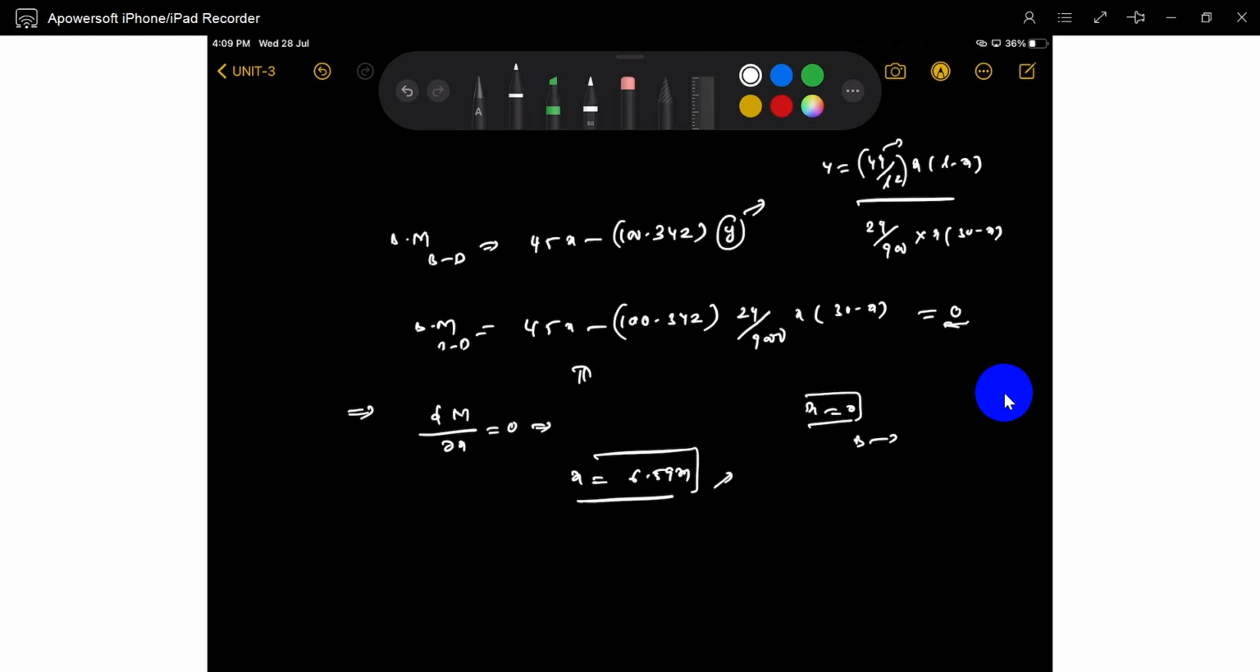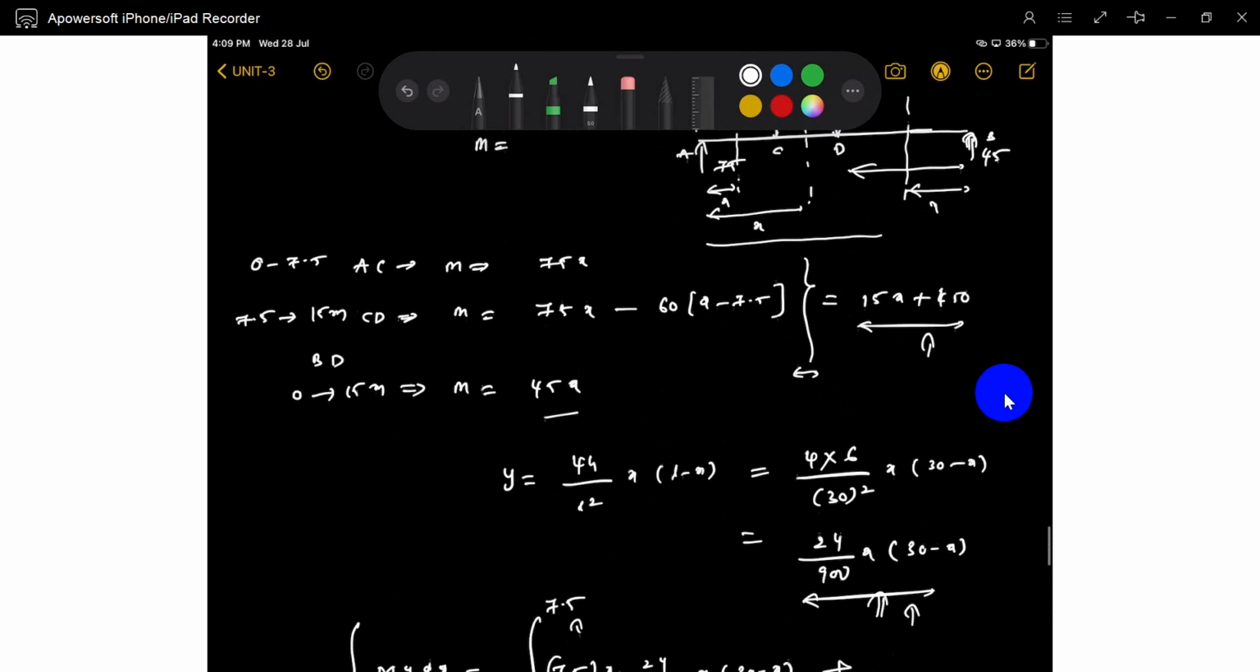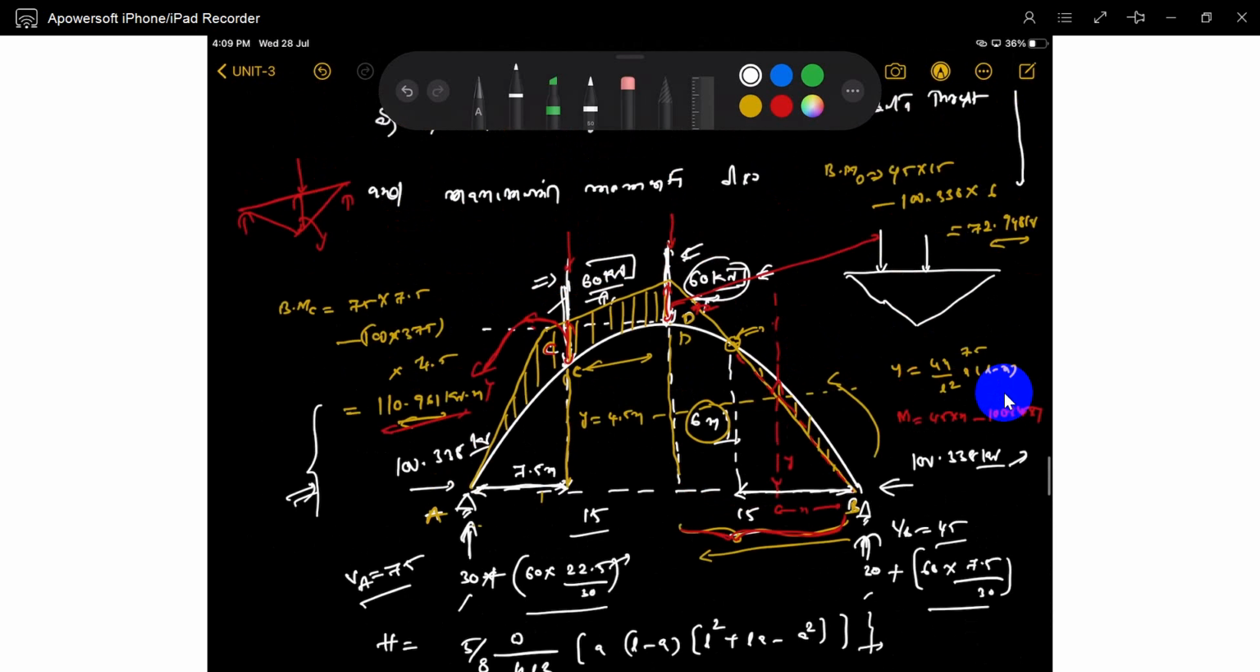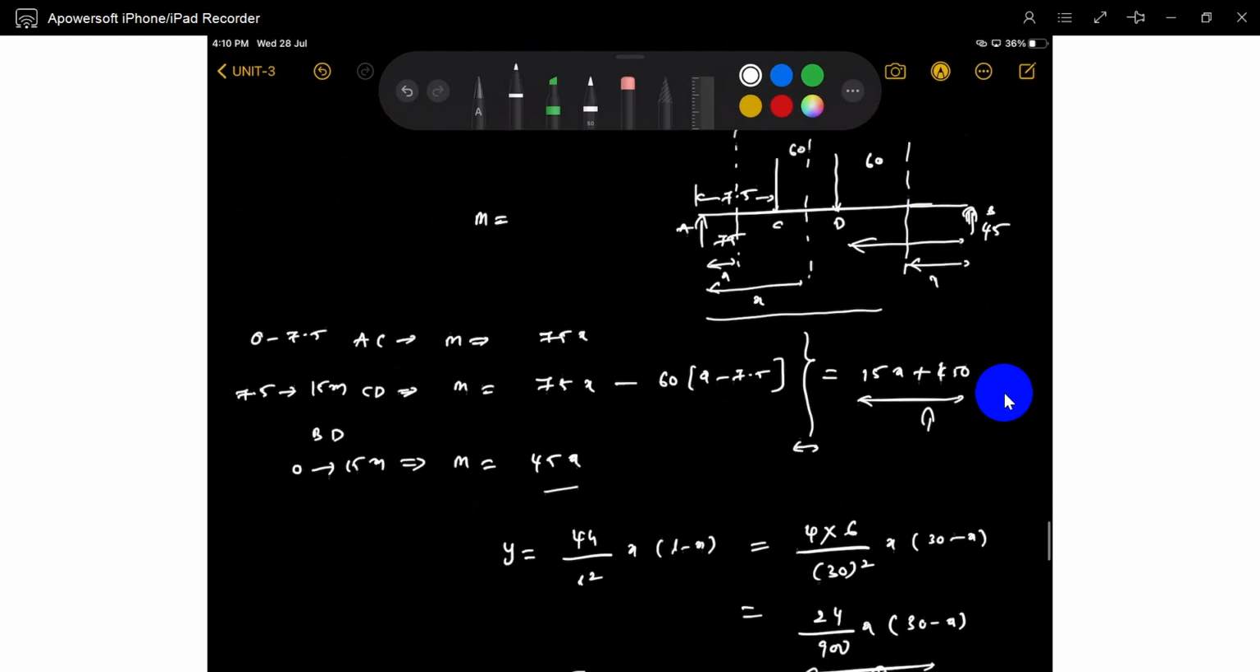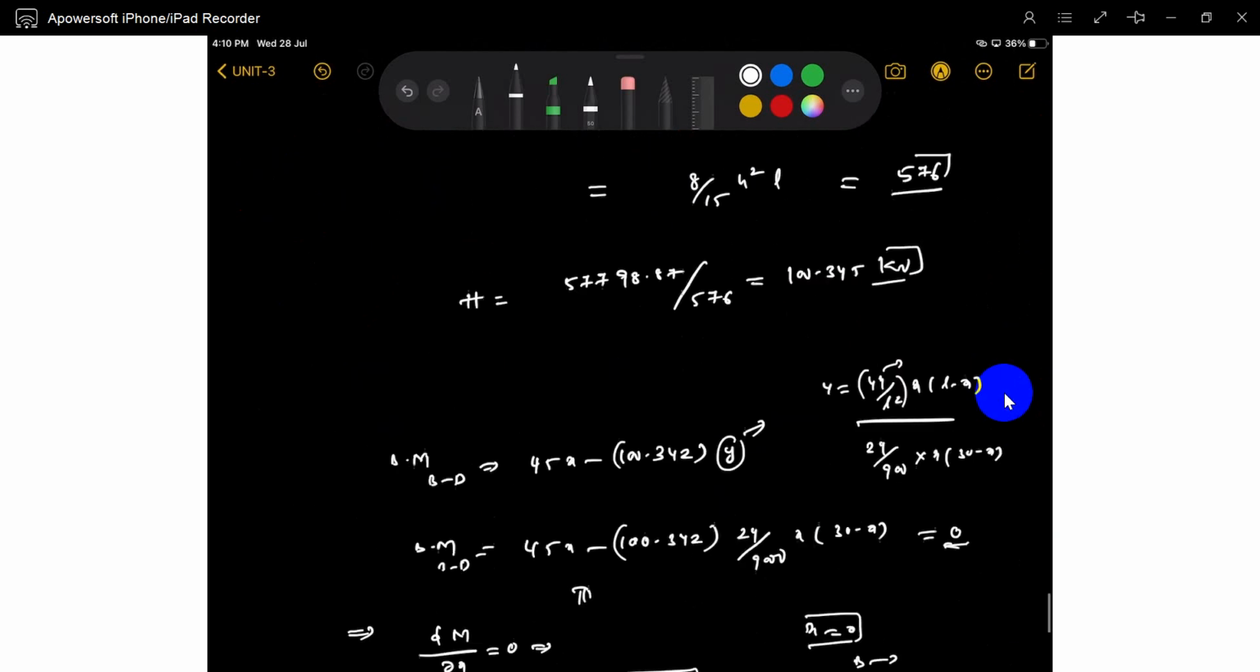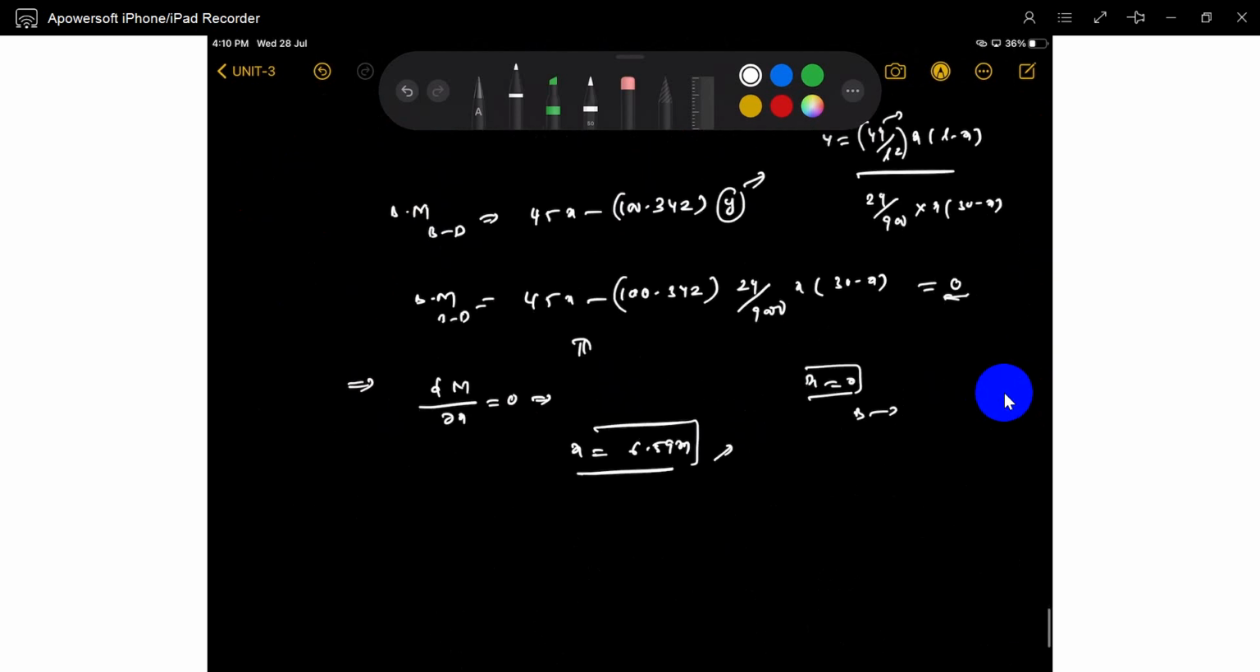So X is 6.59 meters from B, where it will be maximum. Somewhere at 6.59 meters, this maximum bending moment is happening. What is that maximum bending moment? Just substitute it, and you will get the value.